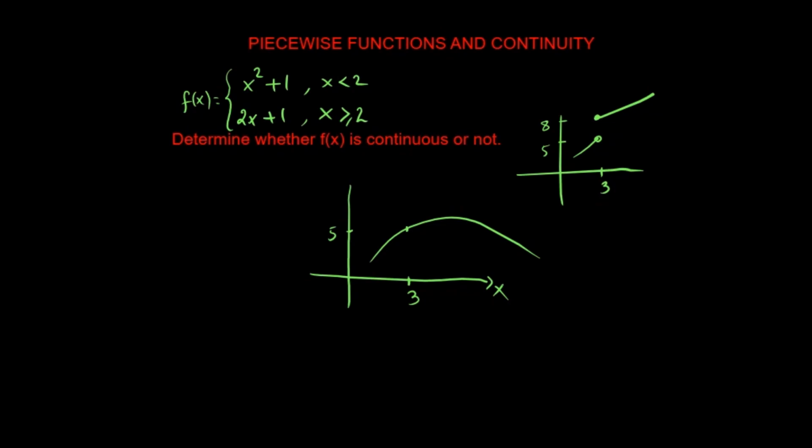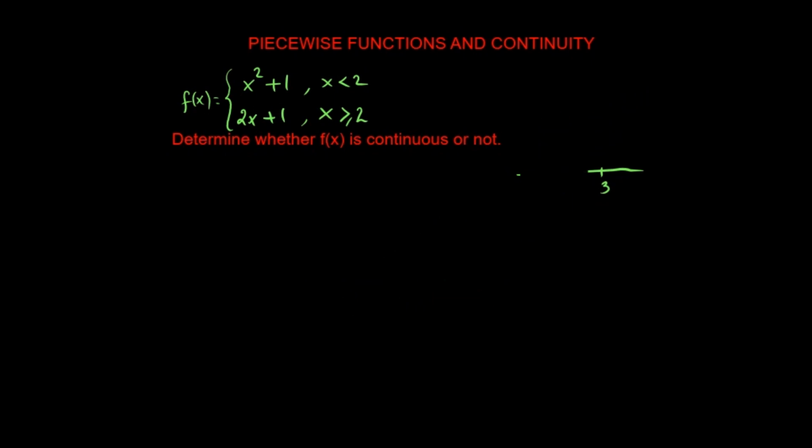Now let's work on our example. We have a function that's changing its definition at 2. We look for the point where the function is changing its definition. Before 2, the function is x squared plus 1, and after 2, it's 2x plus 1. We'll find the value of the function at 2. Now, when x is bigger than or equal to 2, it's defined as 2x plus 1. So it would be 2 times 2, x is 2, plus 1, which is 5.